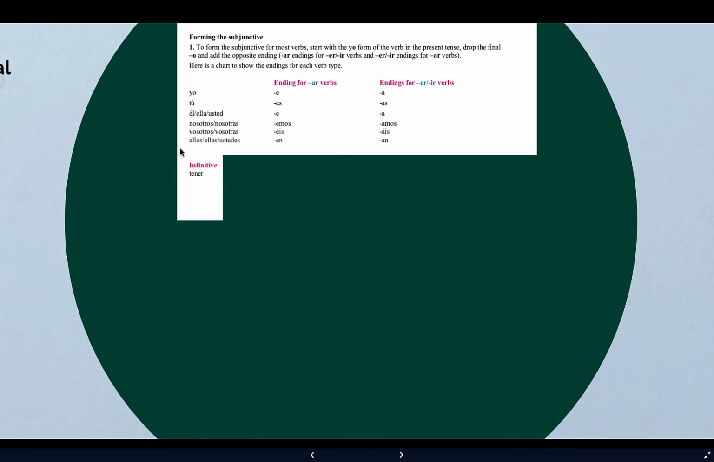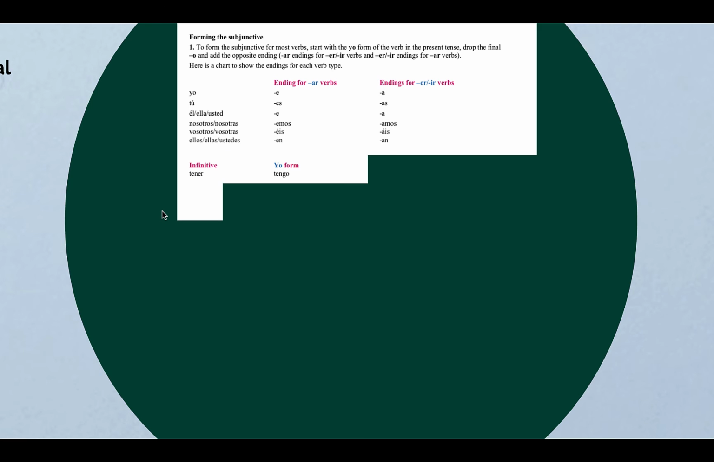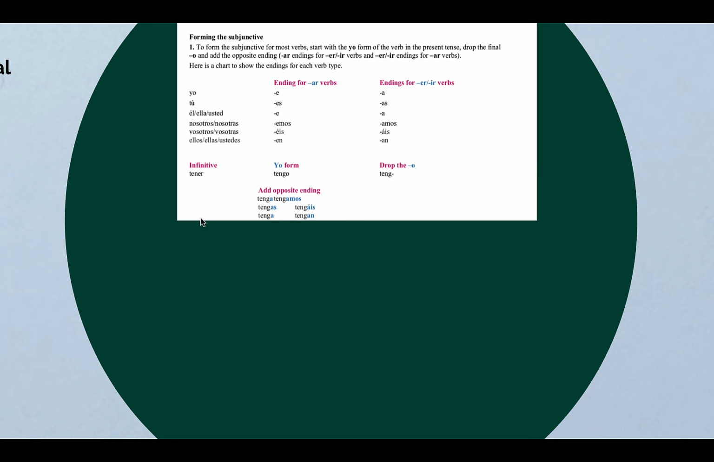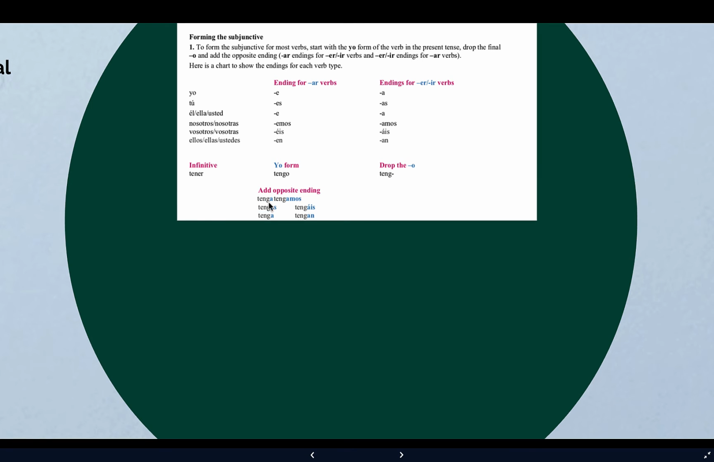Here we have the verb tener in its infinitive form. As you can see, it's an ER ending verb. And so these are the endings. So first, we use the yo form of it, tengo, and then we drop the O, and now we have the perfect root to add the stem to. Okay, so que yo tenga, que tú tengas, que él, ella, usted tenga, que nosotros tengamos, que vosotros tengáis, que ellos, ellas, ustedes tengan.